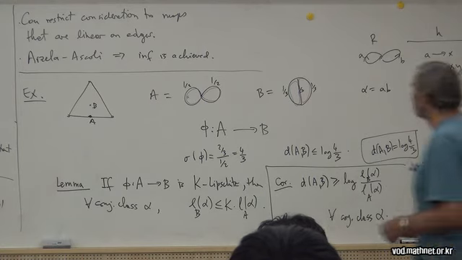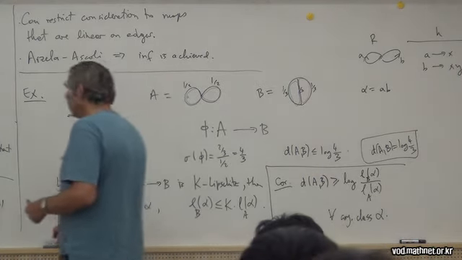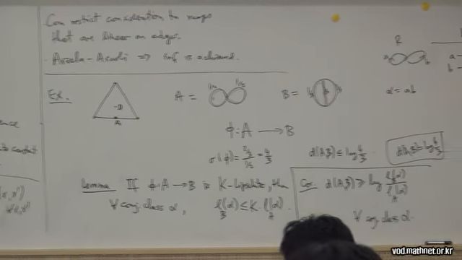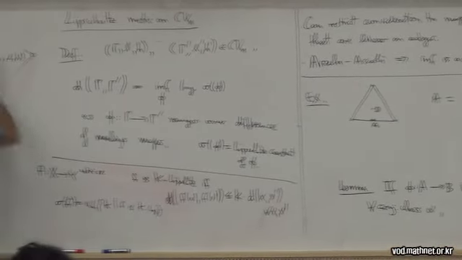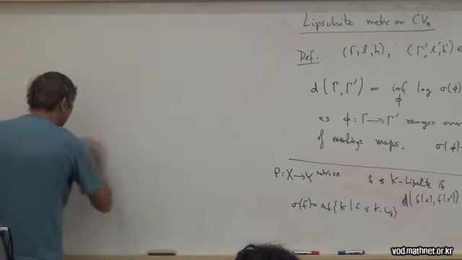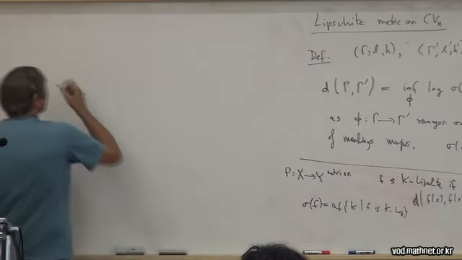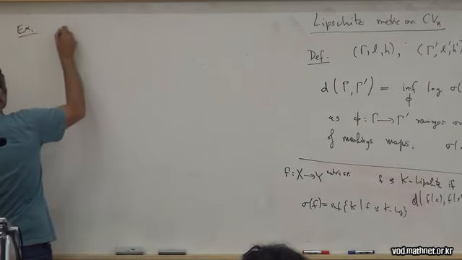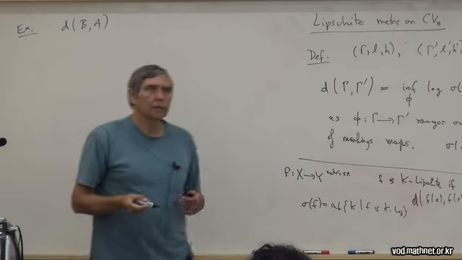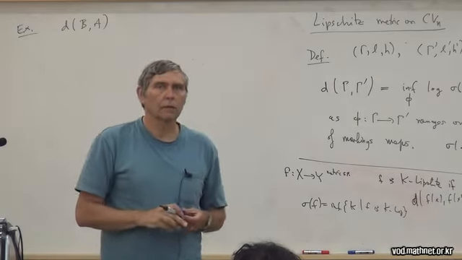Okay, let's do it the other way now. Let's go from B to A, and then we'll make some more general statements. So, another example. I want to compute the distance from B to A. And it's not going to be log 4/3. So you'll see it's not symmetric right away.